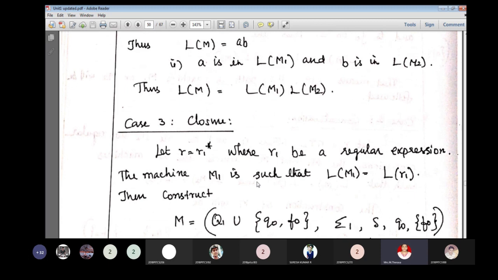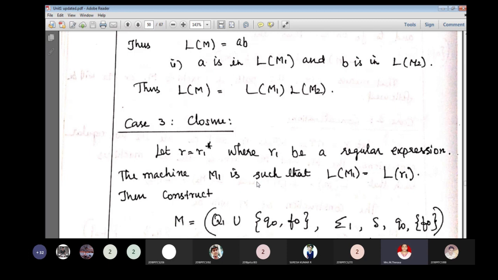Case 3. Here we are going to discuss the closure operator. Let R be equal to R1 star, where R1 is a regular expression. The machine M1 is such that L of M1 is equal to L of R1. Clear? So we let the regular expression R1, over which we have to apply the closure operator, that is the star operator, be any regular expression. Then we take a machine M1 which accepts L of R1.